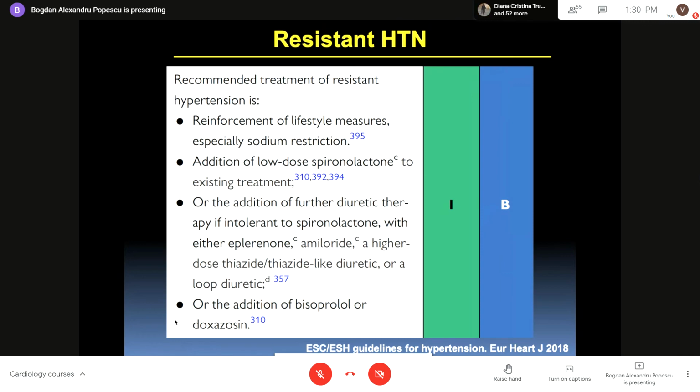And how do we treat that? Again, we start from scratch. Lifestyle is important, sodium restriction, adherence to treatment. If all of that is taken, then we may add low-dose spironolactone, as I have already told you, or we may add some other diuretics if the patient does not tolerate spironolactone, or we may add a specific beta blocker or alpha blocker.